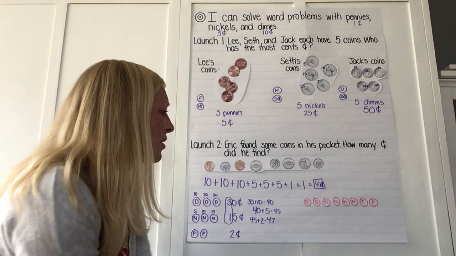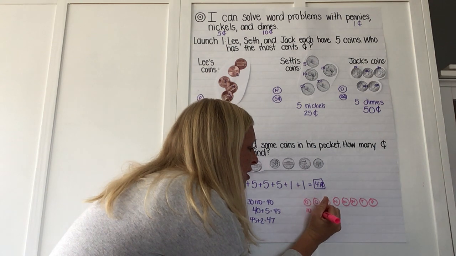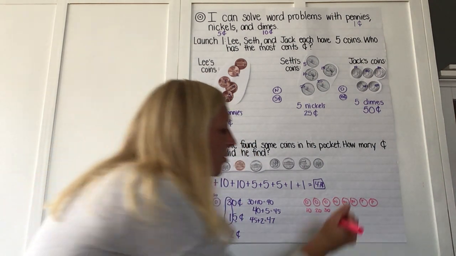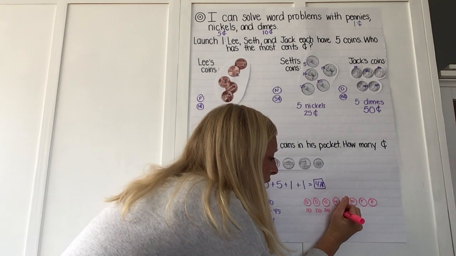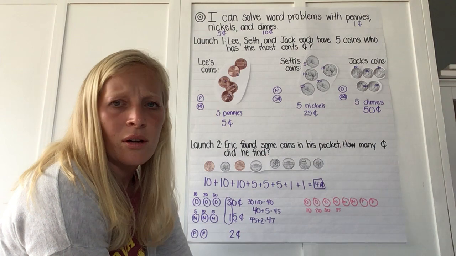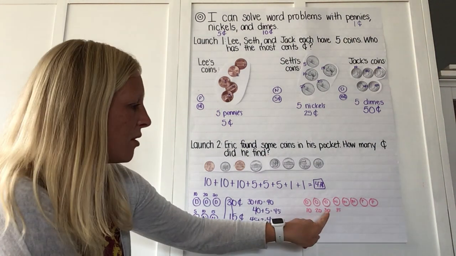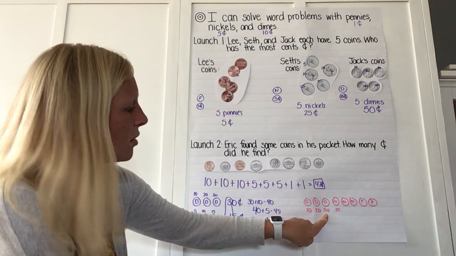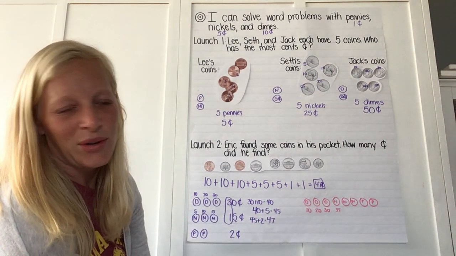But how did you count yours, or how did you find your total number of cents? Okay, you said 10, 20, 30. Okay, then what did you do? Okay, you said 35. And why did you go to 35? Because 5 more than 30 is 35. And why did you count by 5 more? Because that nickel's worth 5 cents.